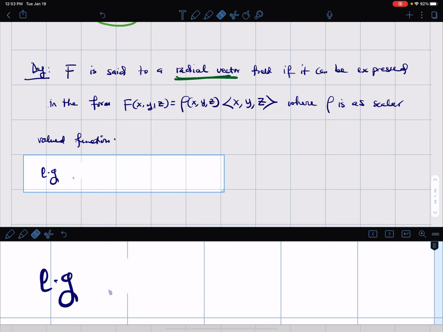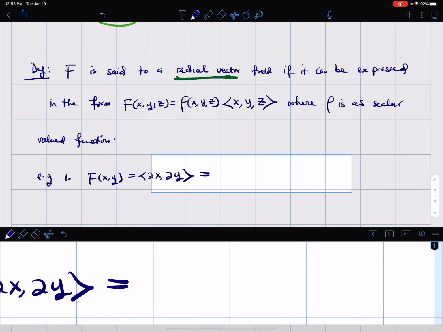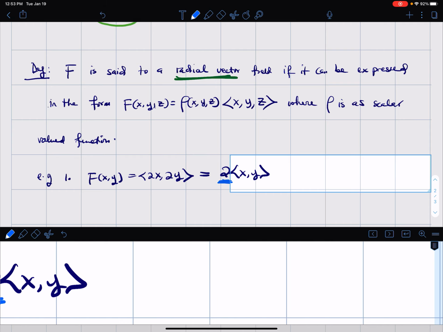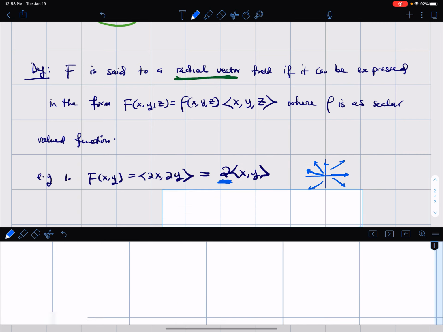First example, F of x, y. We saw this vector field 2x, 2y. And this is the same thing as 2 times <x, y>. This 2 is your rho, all right? And you remember what it looks like, what we got. The vector field was like this, something like that. So it's all pointing outside the origin, okay?